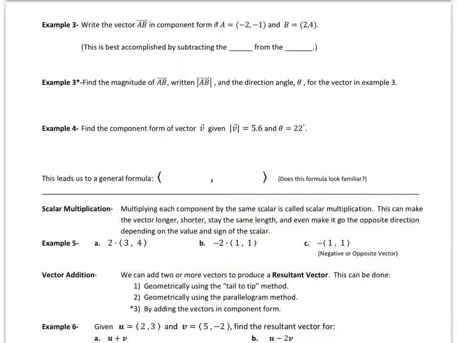Okay, all right, so if we want to write this vector in component form, it's best accomplished by subtracting the tail from the tip.